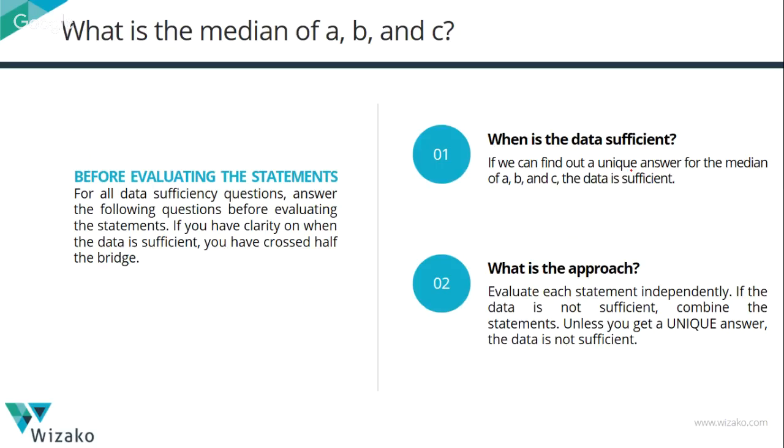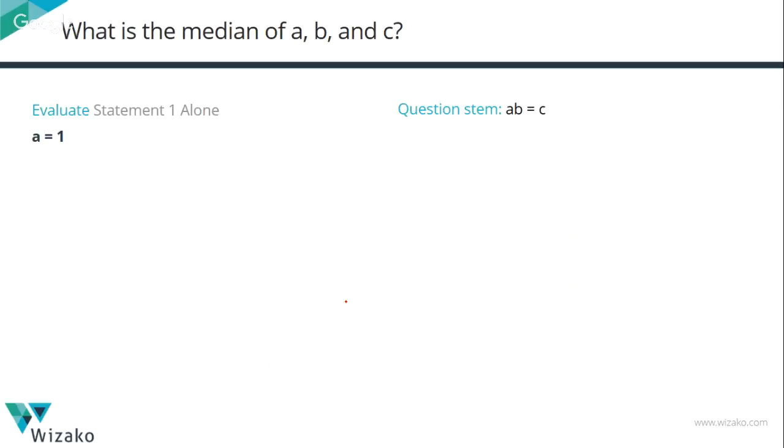If you can find a unique answer, because the question is, what is the median? You should be able to come up with an answer saying that the median is equal to 1, or the median is equal to 0. If you get one value for it, then the data is sufficient. Start evaluating statements one by one.